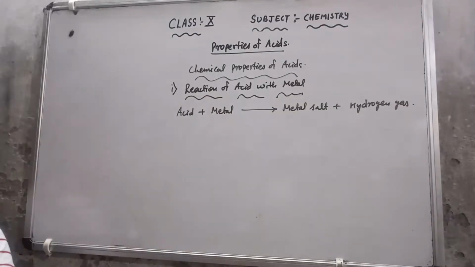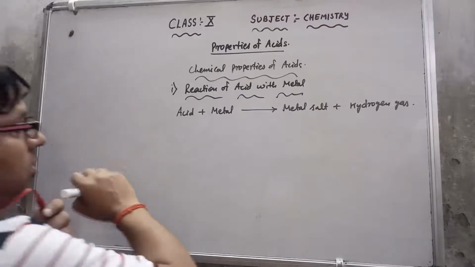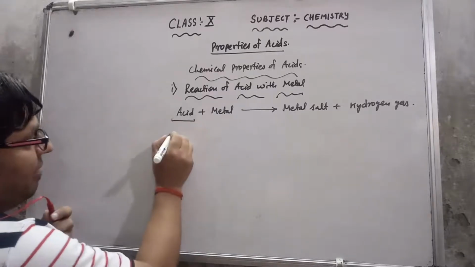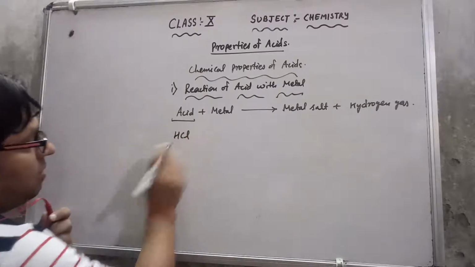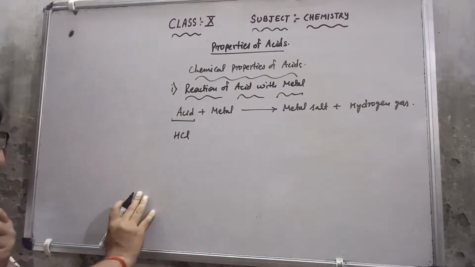This is the general equation: when an acid reacts with a metal, it forms a metal salt and releases hydrogen gas. The general example I am going to discuss with you. Suppose I have hydrogen chloride, HCl, hydrochloric acid.